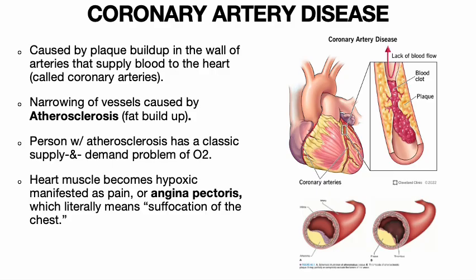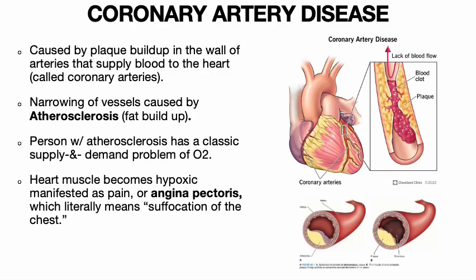The buildup is called plaque. The plaque can cause arteries to narrow, blocking the blood flow. The plaque can also burst, leading to a blood clot as shown in the picture. So the person with atherosclerosis has a classic supply and demand problem of oxygen.